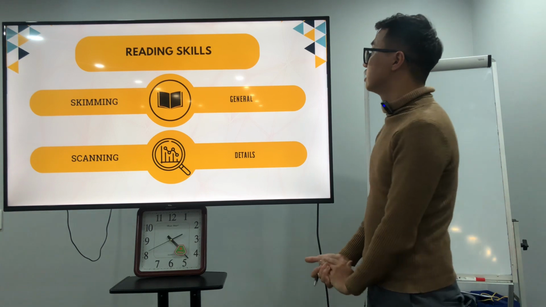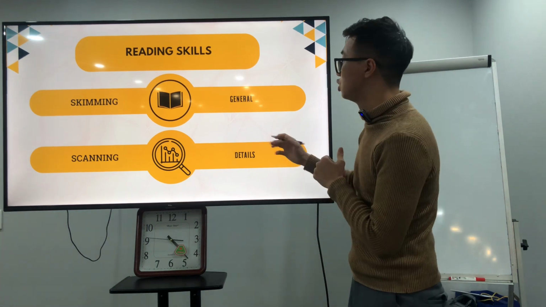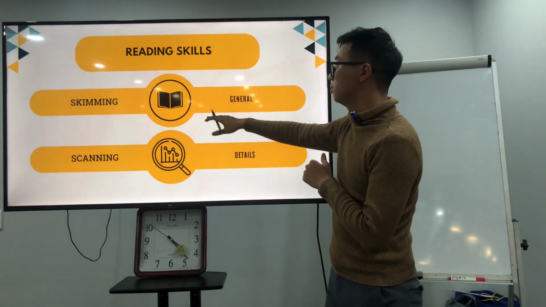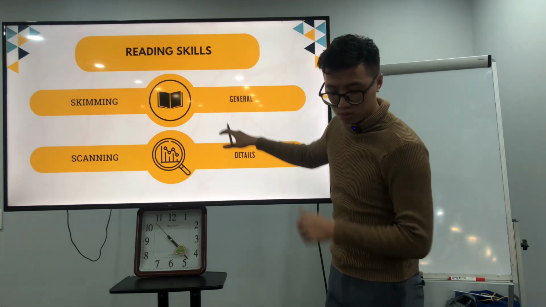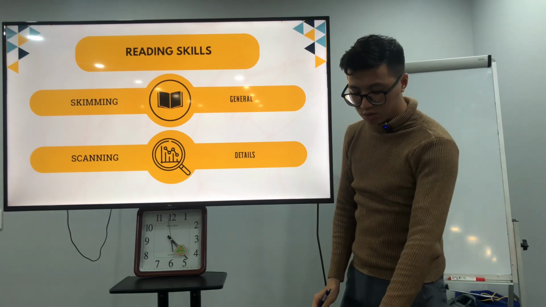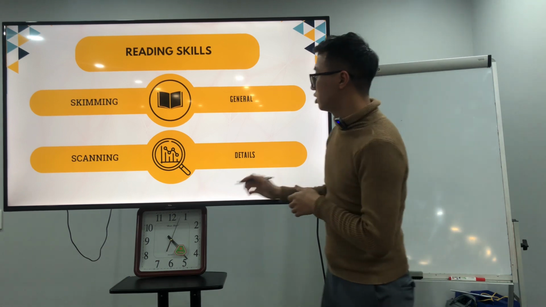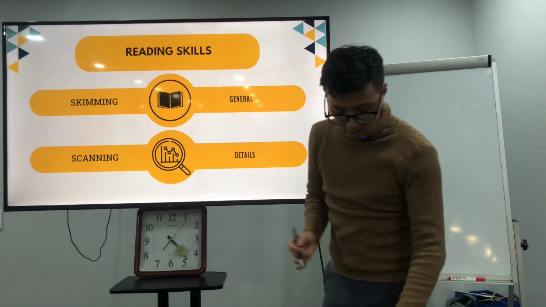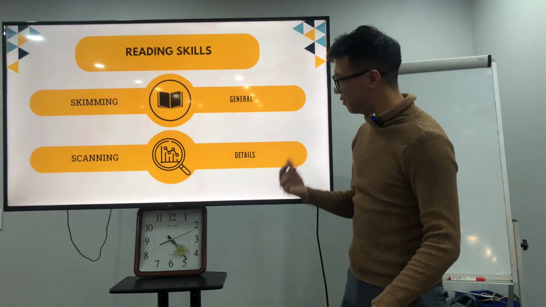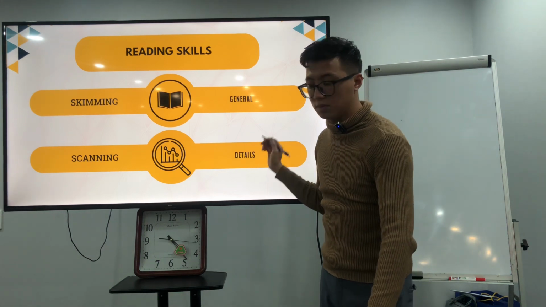So about the reading skill, you may need to teach your students two basic skills. The first is skimming, meaning that they will need to read quickly to find the general overview of the passage. The next one is the scanning skill. They have to read to find the specific details within the passage. They will have to find the detailed information.